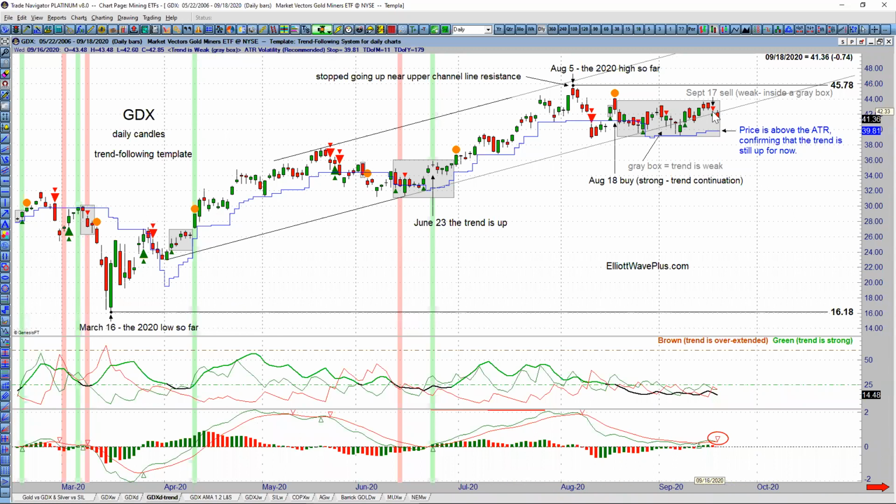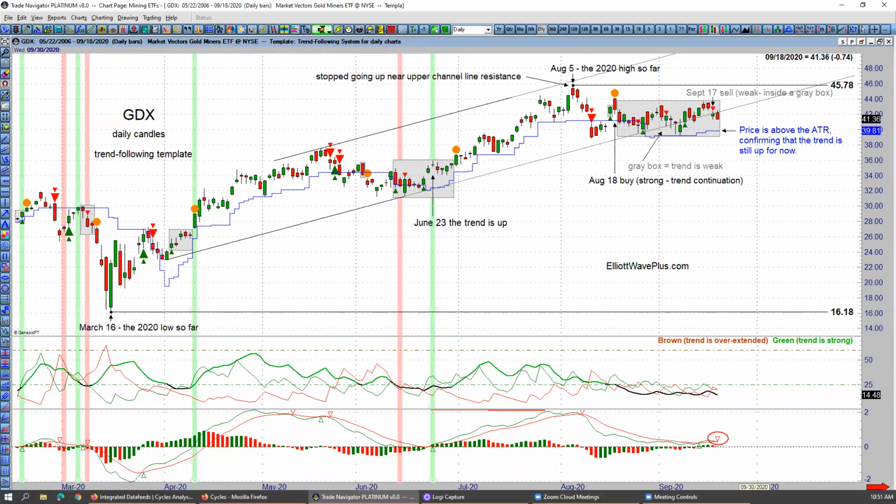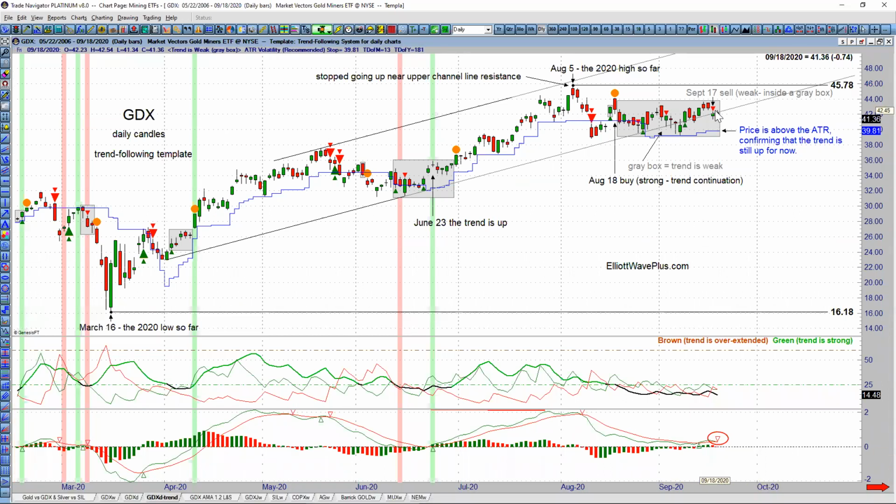So I'm generally looking for a move to the downside. When you just look at the trend following template, we've had this nice trend channel moving up, and now GDX fell out of it once, came back barely above it, and now it's falling out of it again late in the week. It's on a sell signal here on Thursday, but that's weak because it's theoretically against the trend and it's in a gray box.